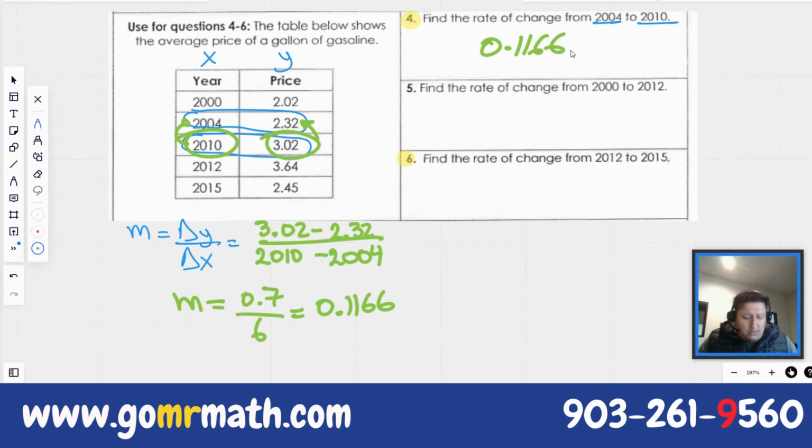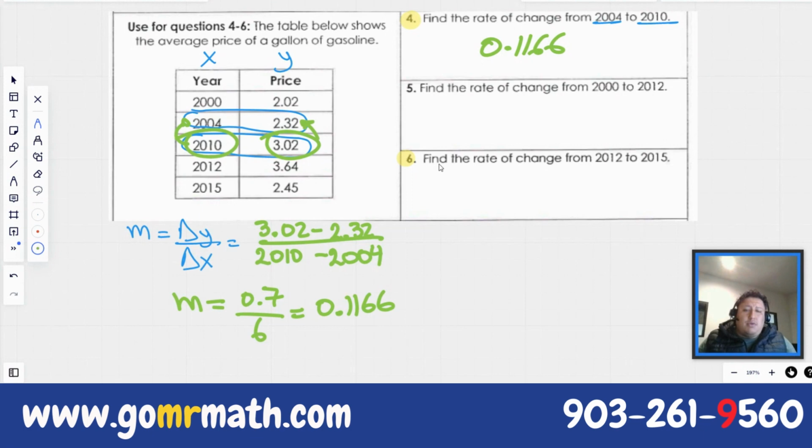Okay, let's verify that the values are correct. 3.02 minus 2.32, and this is divided by 2010 minus 2004. That works. Okay. Now, next question, question number 6.